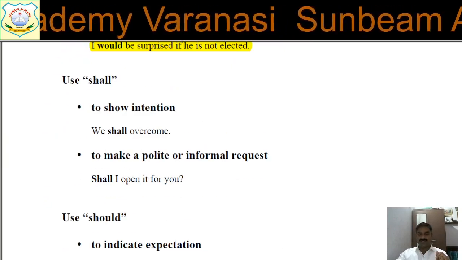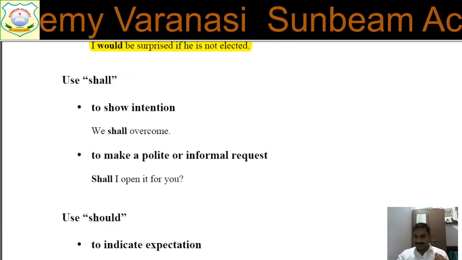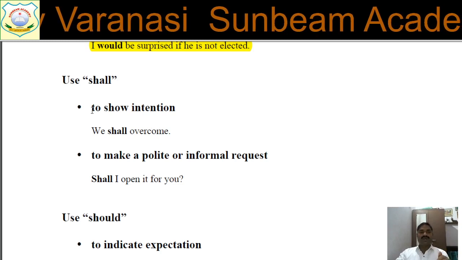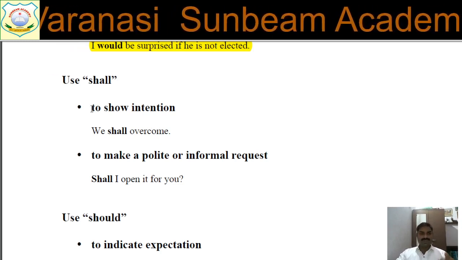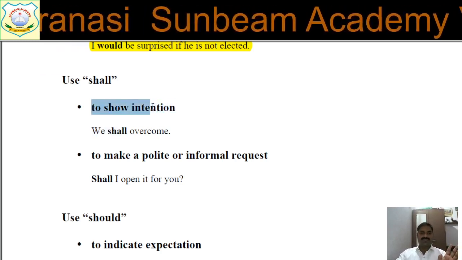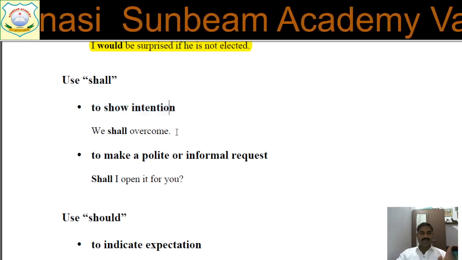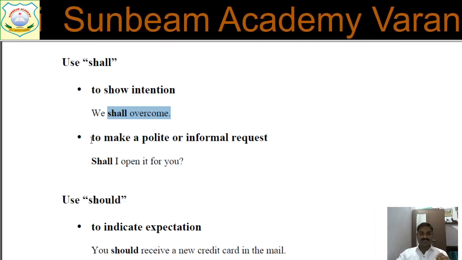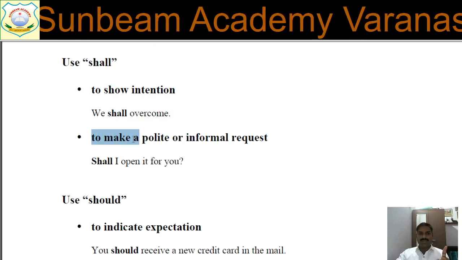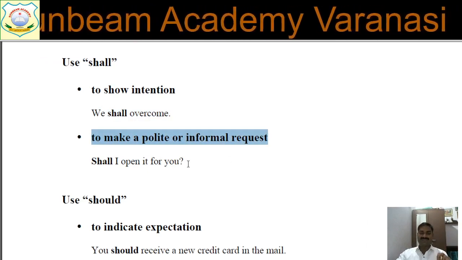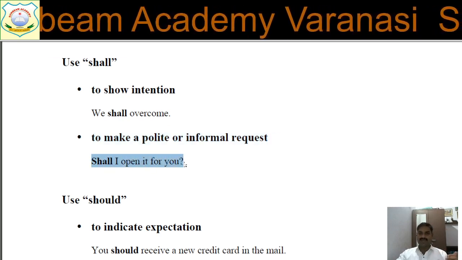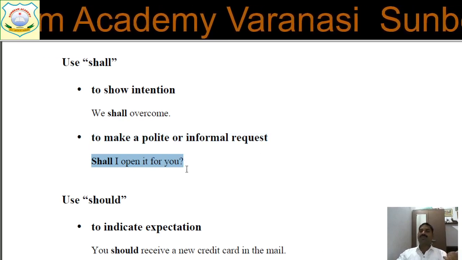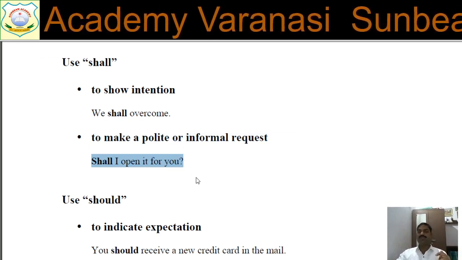Next is shall and should. Children, here the use of shall or should is shown with examples. To show intention, we shall welcome. So here intention is shown. It is also used to make a polite or informal request. If you want to make a polite or informal request, could is also a polite request, would is also a polite request, should is also a polite request.